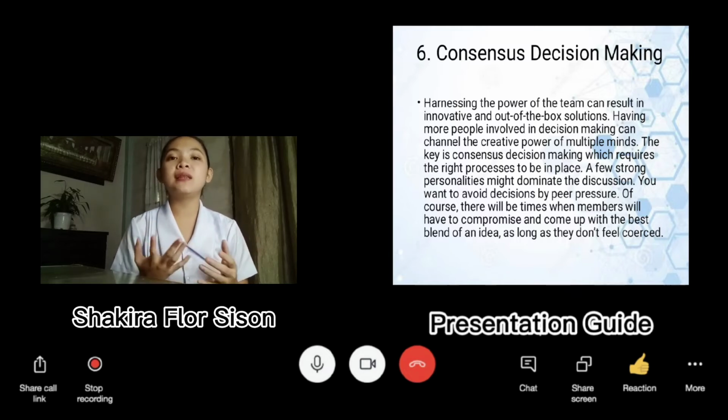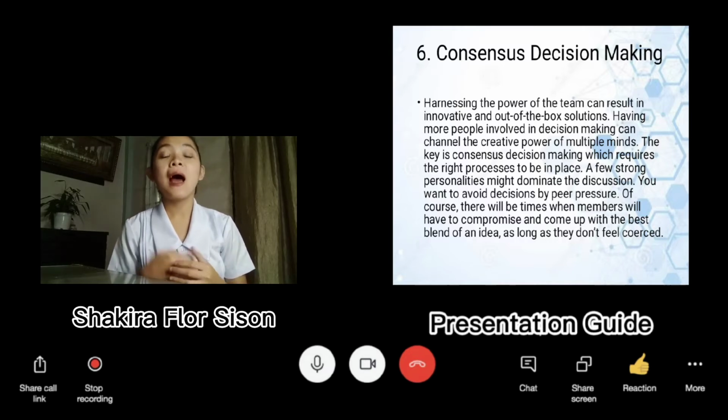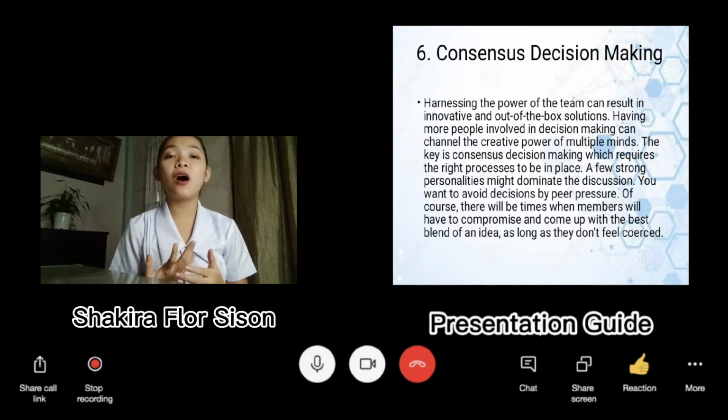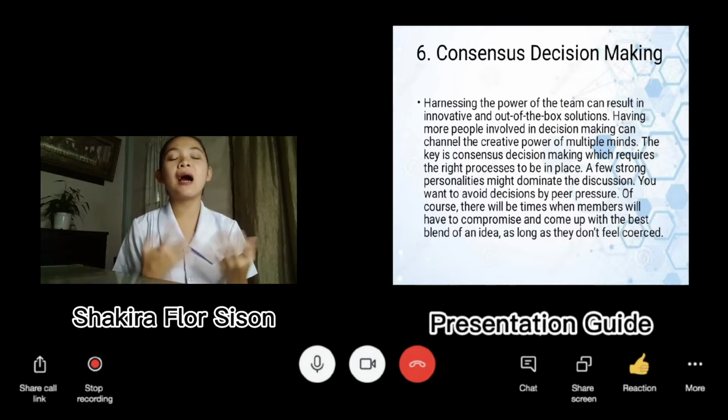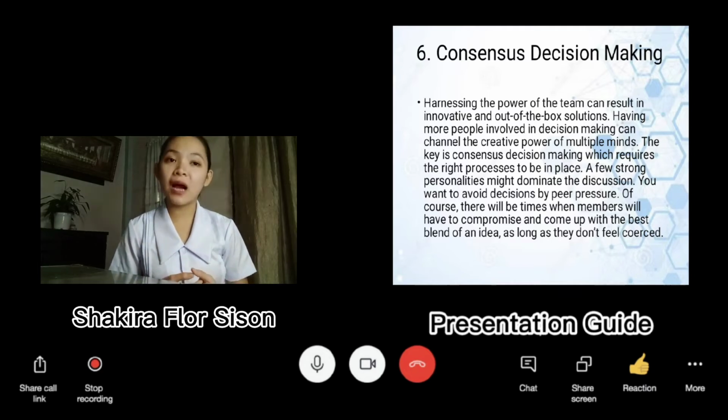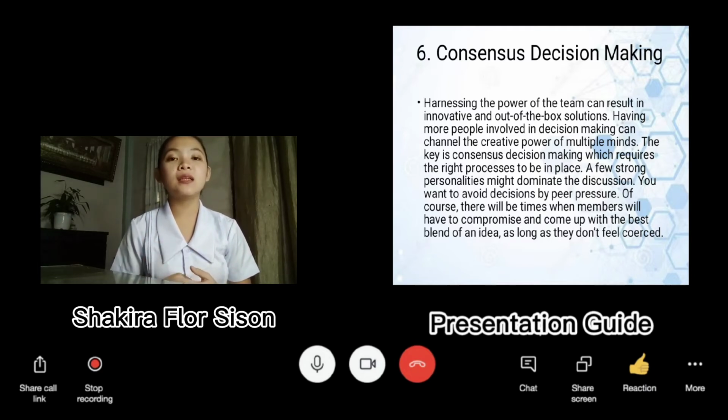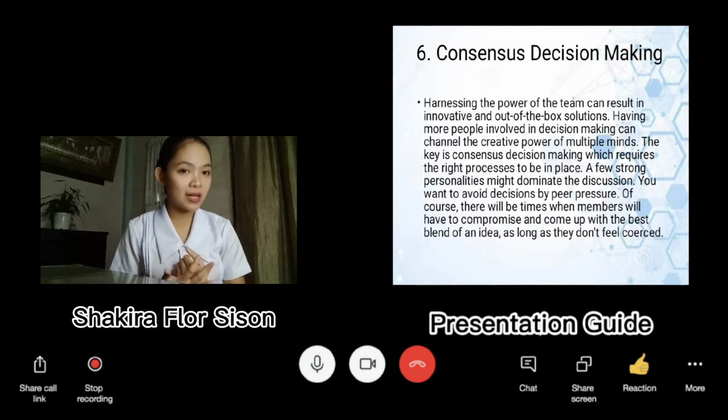Of course, there will be times when members will have to compromise and come up with the best blend of ideas, as long as they don't feel coerced. Our course on making group decisions explains how to take an organized approach to group decision making to gain consensus. Decision making meetings must begin with clearly defined desired outcomes to focus the group. Designate a facilitator and timekeeper. The process continues with information gathering, analysis, brainstorming, and evaluation.